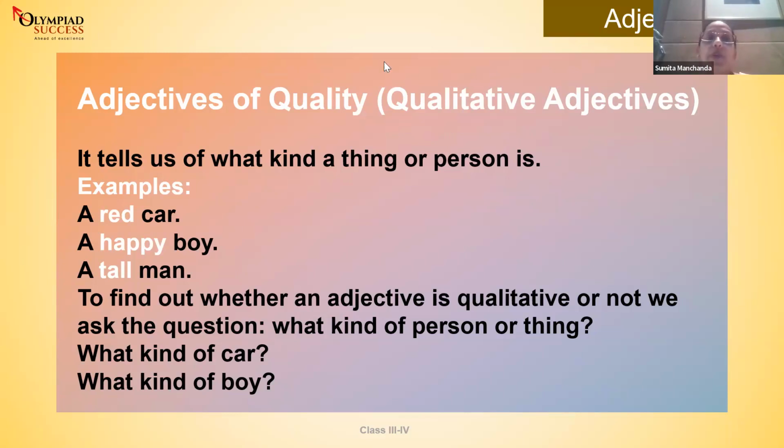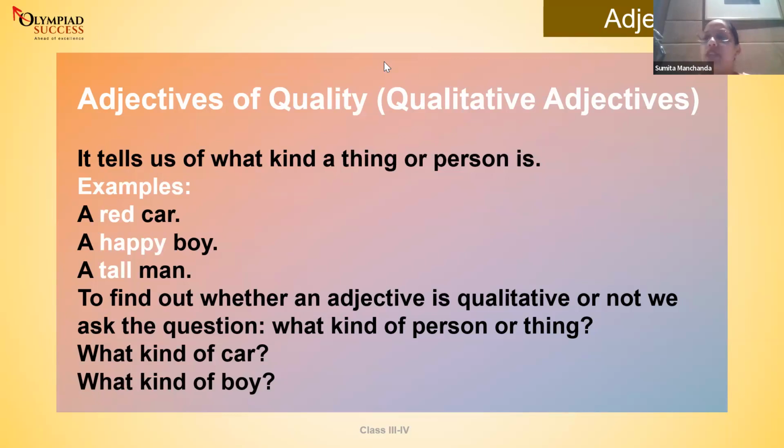So when we talk about adjective of quality, we come up with words that help us understand the quality of that particular noun. One more thing: the question that should be in our mind is what kind of person or thing. Children, whenever we say what kind, if I say a red car, the question is what kind of car? This question is for your help. You are supposed to ask it to yourself, not anyone else.